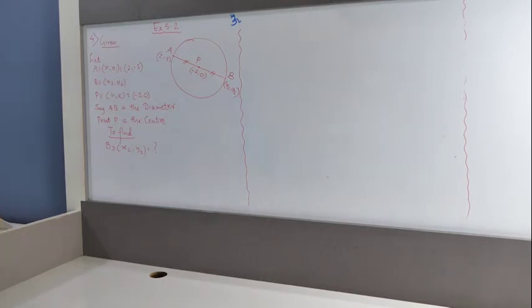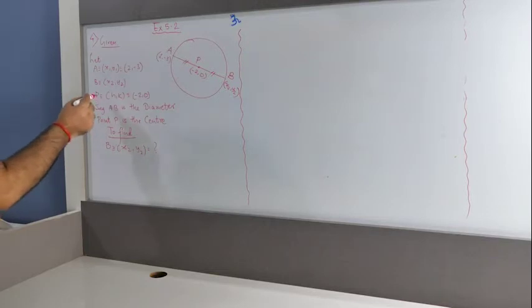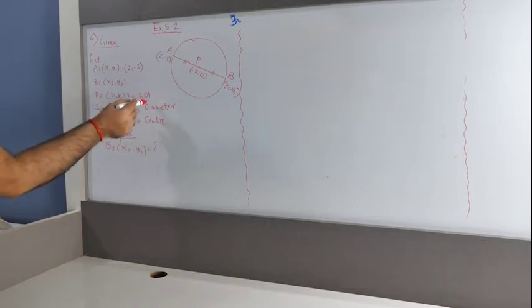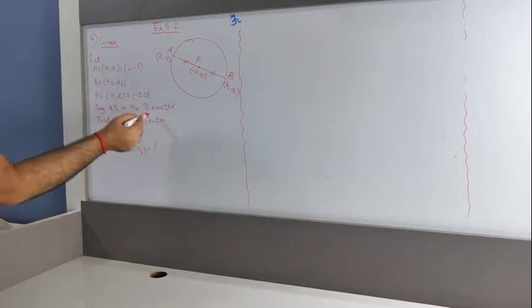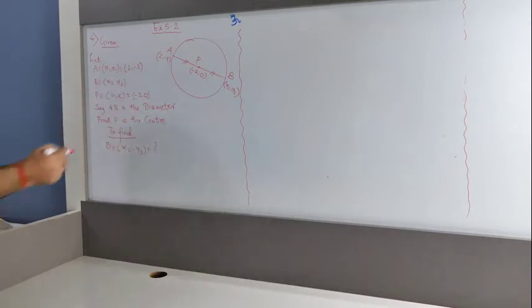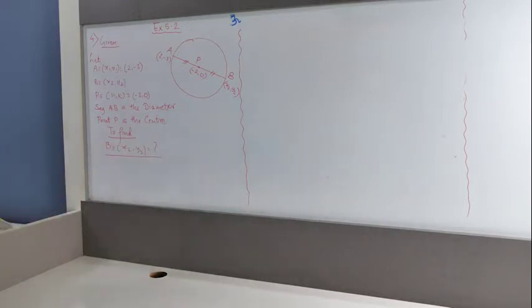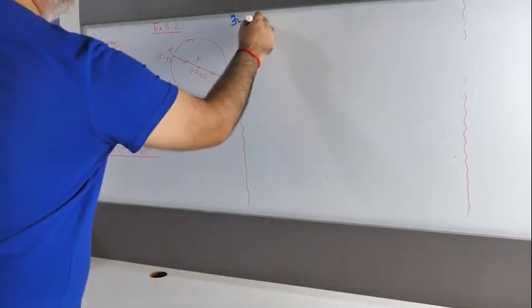This property we know, right? Keep that in mind. Now we are saying let A (x1, y1) be (2, minus 3), B (x2, y2) we don't know, that is what we have to find, P (h, k) be (minus 2, 0). We are given segment AB is the diameter and we are also given point P is the center, right? What do we have to find? We have to find B (x2, y2), how much? Now let's go to the solution part. We'll start the solution here.